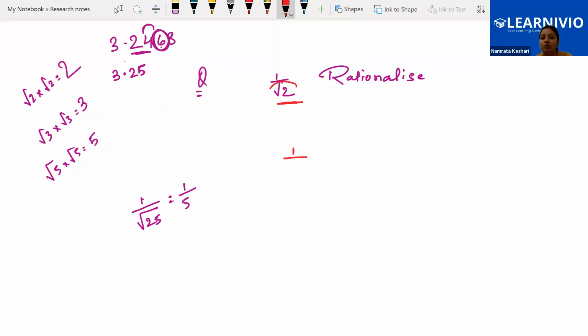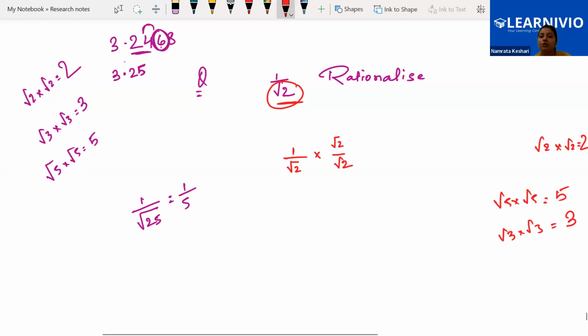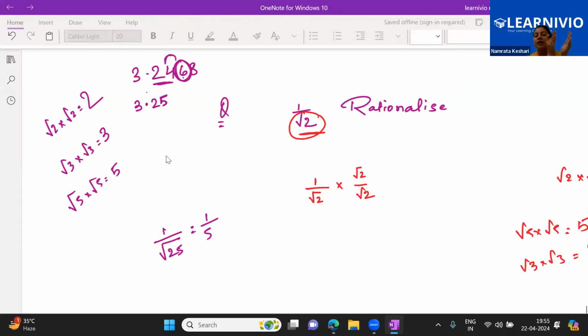As we have understood, root 2 into root 2 makes only 2. Root 5 into root 5 makes only 5. Root 3 into root 3 makes a whole number, only 3. Similarly, when we have root 2 in the denominator, we can multiply by root 2 in the numerator and denominator. When we have a fraction, multiplying or dividing the same number in the numerator and denominator will not make any difference.